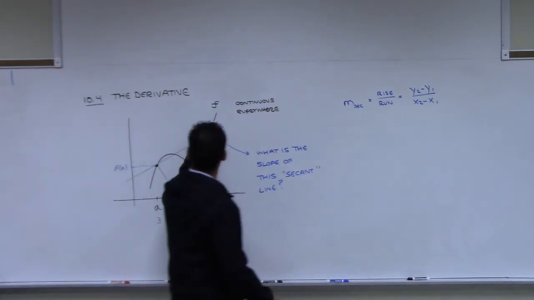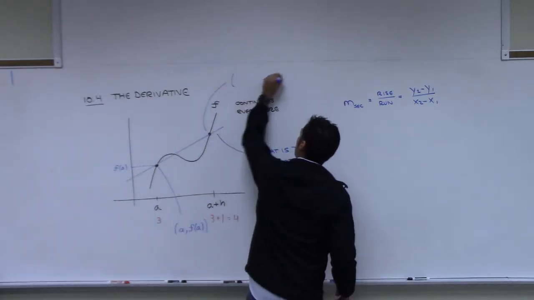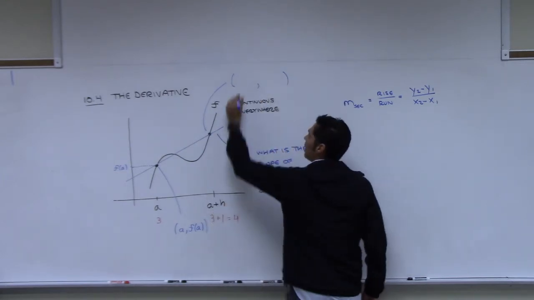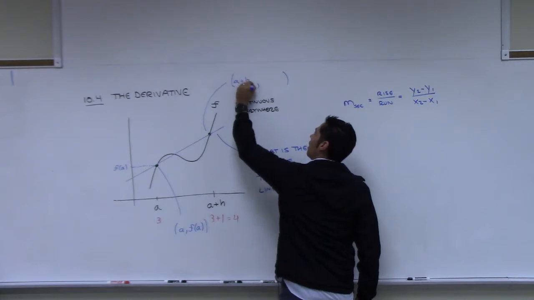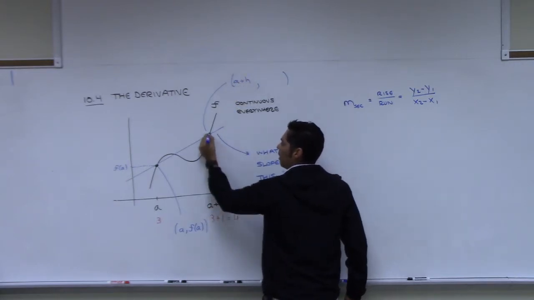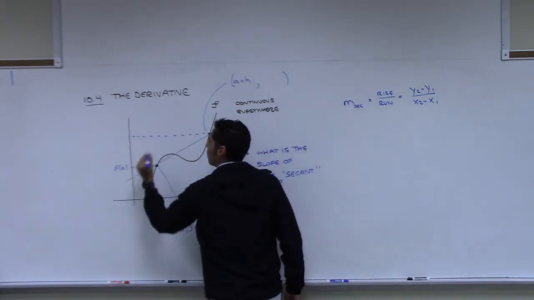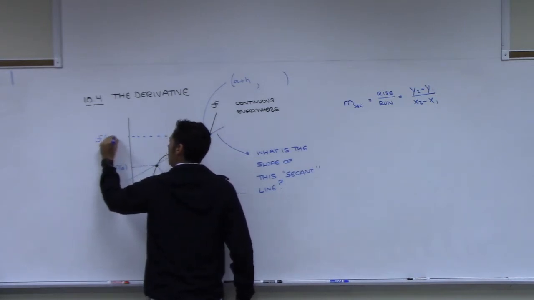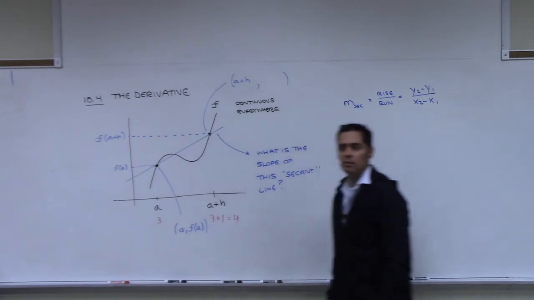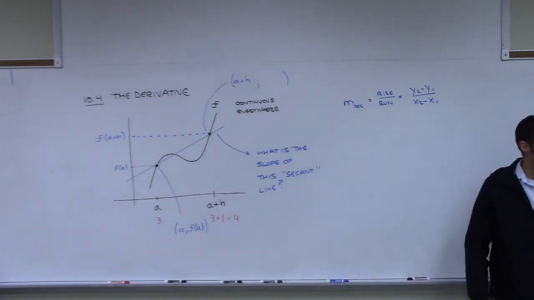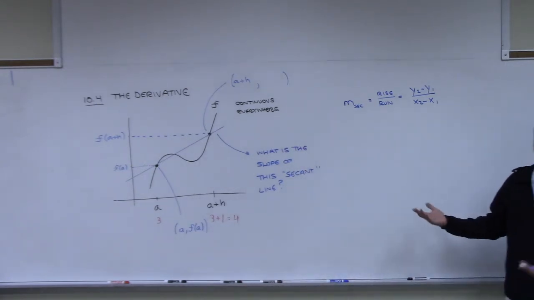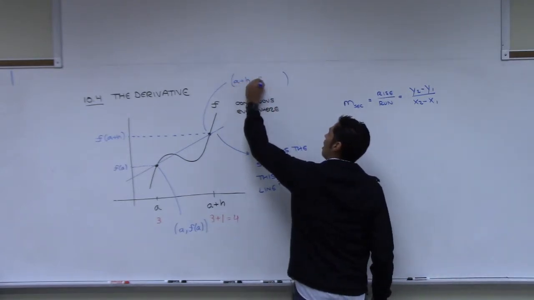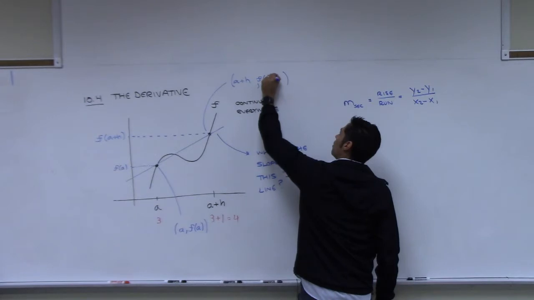What about this point right here? What are its coordinates? So what am I plugging in? A plus H goes in. And then what is the function's value there? Well, it's whatever I get when I plug A plus H into the function. I don't know what it is, but that's what the value will be. So written as an ordered pair, it's A plus H, and then the function's value at A plus H.